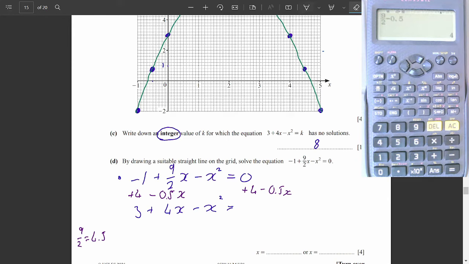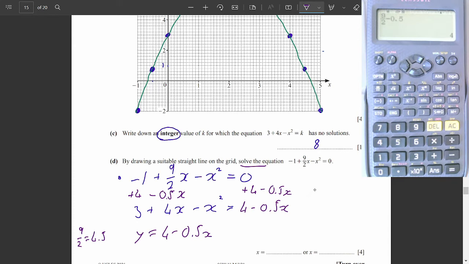So that means we can now set these two equations equal to each other. Now, I already have the graph of 3 plus 4x minus x squared. I just need to draw the graph of 4 minus a half x. And where these two graphs cross, that will be the solution. That will solve the equation over here. So, good news, we're on the right track. They said we need to draw a straight line, y equals 4 minus 0.5x. That will be a straight line.